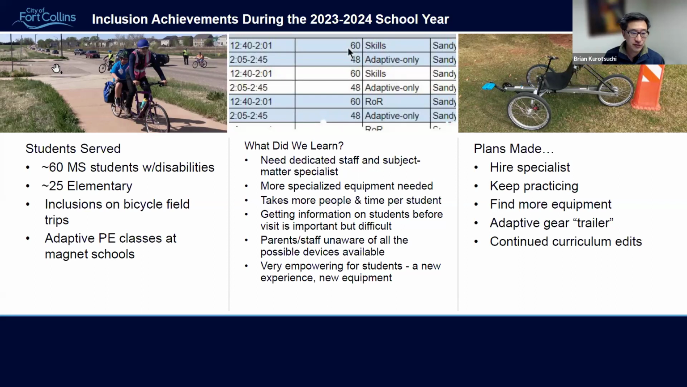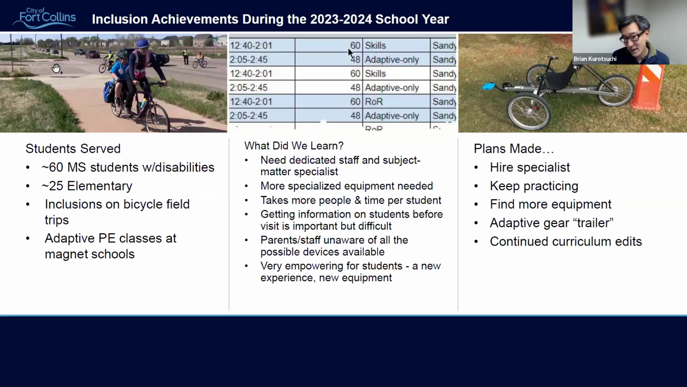More specialized equipment. We do have an okay amount, but of course you always need more equipment to accommodate all sorts of different students. We learned that it takes more time per student, and you want as much time as you can get. It's really important to gather information about those students in advance if possible. We learned that parents and staff can be very unaware of what kind of equipment is out there and even what we're offering, especially the equipment and what their child could actually get onto and try out. That's really fun and empowering for the students, us, and parents, because we can introduce them to this, especially as we get more and more equipment.